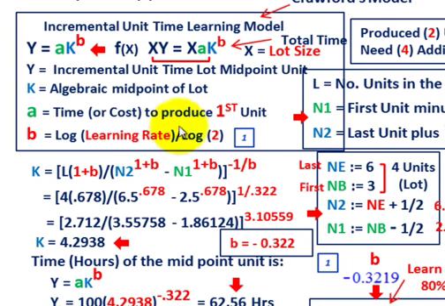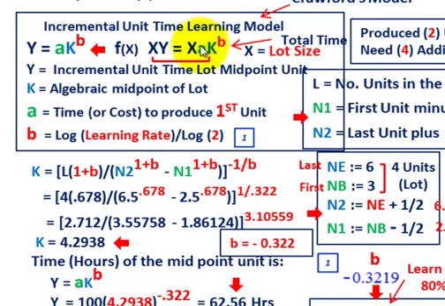Okay, so we've got our function here. The other thing, just to expand on this function: X is the lot size that we're looking at. If we take X times Y, our incremental unit time, that gives us our total time. It's just taking X times both sides of the equation.